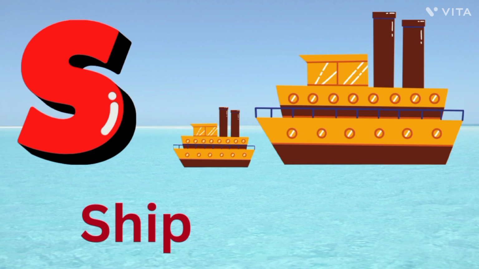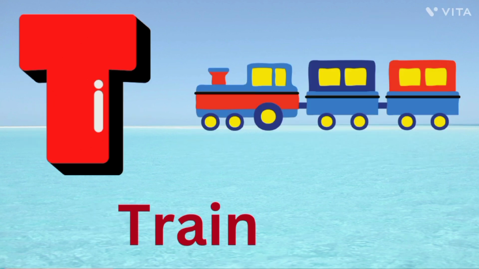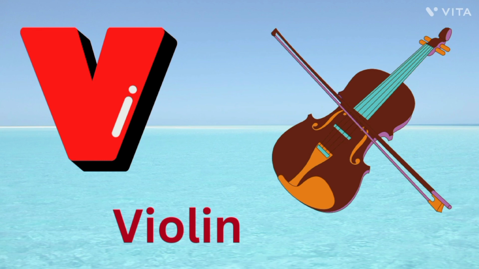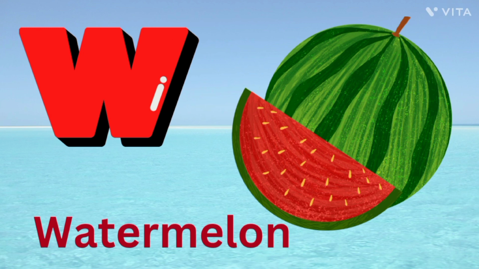T for train. U for uniform. V for violin. W for watermelon. X for x-ray.